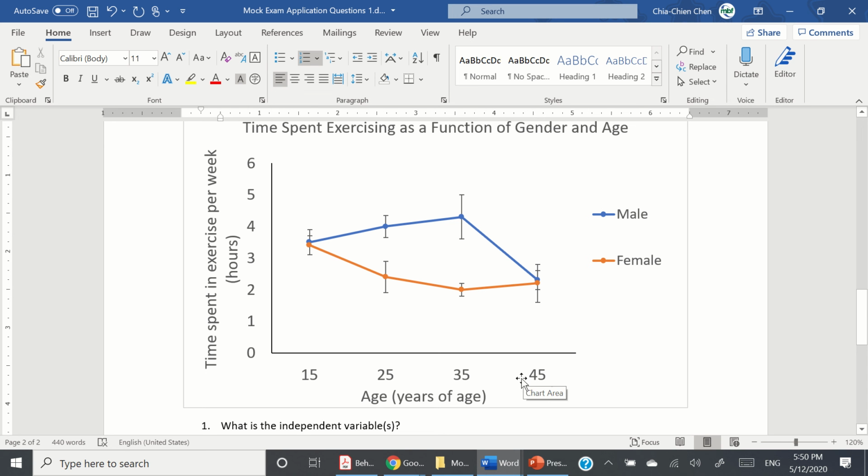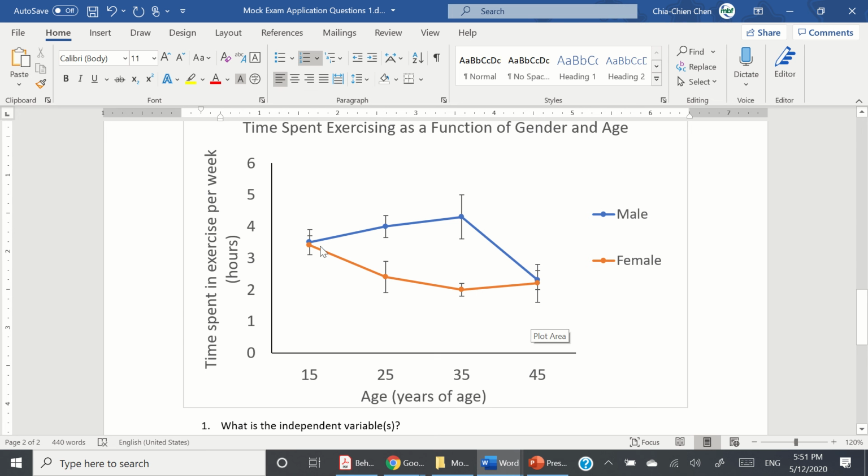Now for the rest, 25 versus 35, not significant. You're looking at the error bars, there's a lot of overlap. 25 versus 45, there also is a lot of overlap, which also means they're not significant. What about 35 versus 45? It's also not significant. The error bars are overlapping a lot.